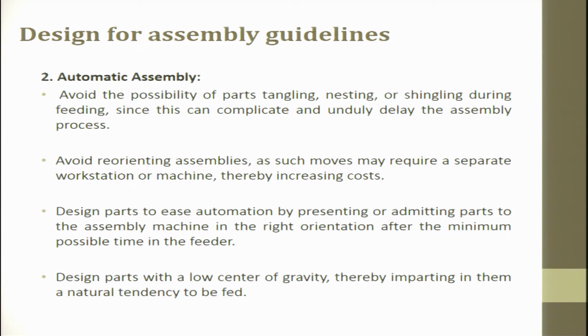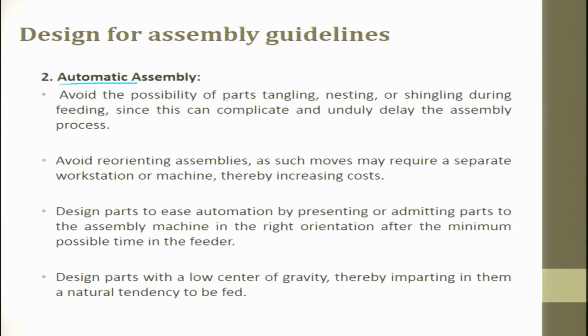When we talk about an automatic assembly line, the first guideline is to avoid the possibility of parts tangling, nesting and shingling during the feed. When you try to do automatic assembly, you are replacing the man. So, when you replace the man, the parts which are there in the tray, which I was talking to you about now, have to come through a chute or a conveyor. So, it has to be continuously fed.